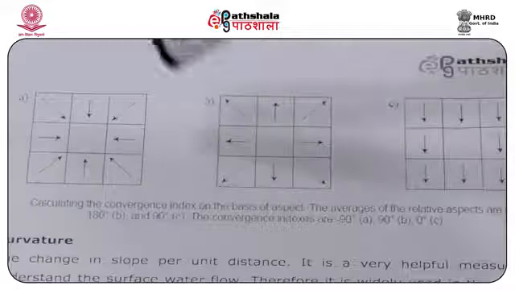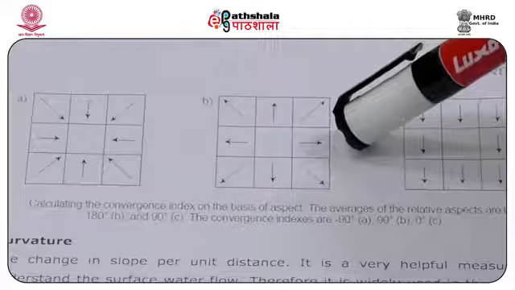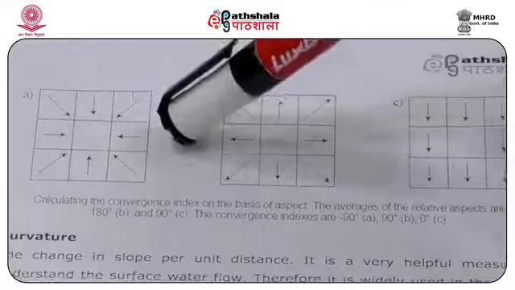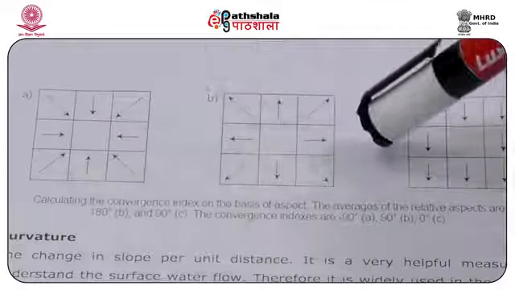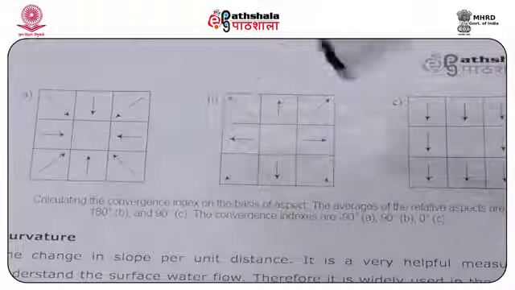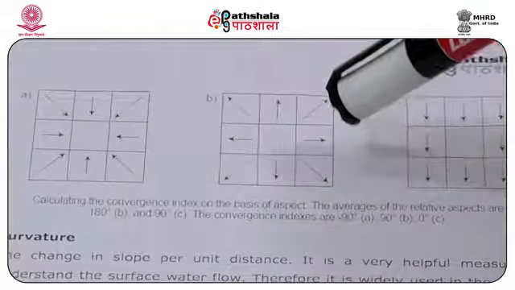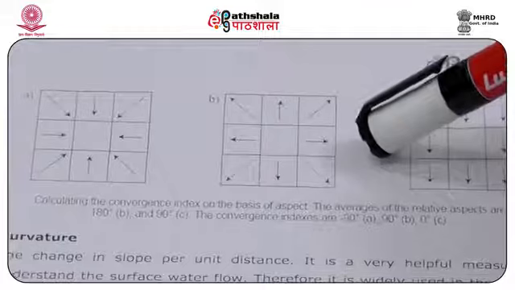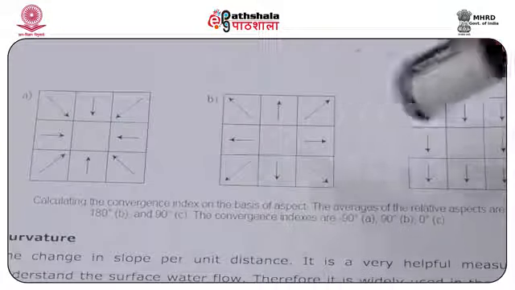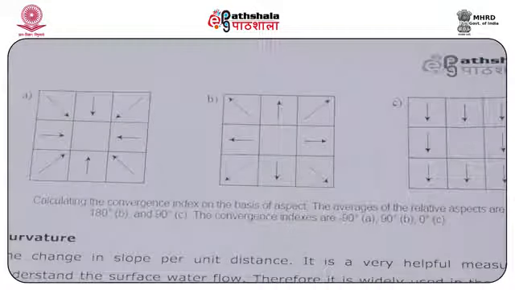So what does a minus value and a positive value tell us? A minus value tells us there is a convergent flow, and a positive value is telling us there is a divergent flow happening. So you can actually understand the surface flow directions using the convergence index. Going from convergence index, we have other parameters which we will be discussing now.